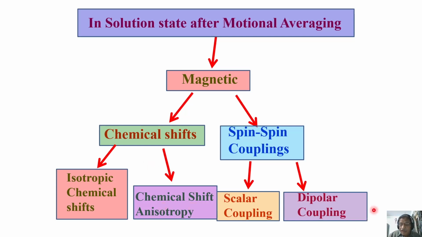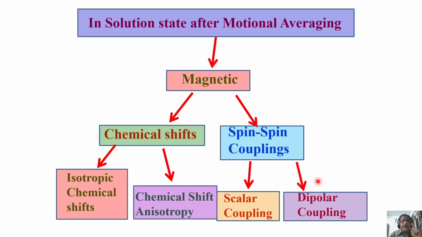What about the dipolar coupling? The dipolar coupling, as I told you, depends upon the direction of orientation of the internuclear vector. It is orientation dependent. That means when there is a motional average, all possible orientations are present. That means when you take the average, this dipolar coupling also goes to zero.